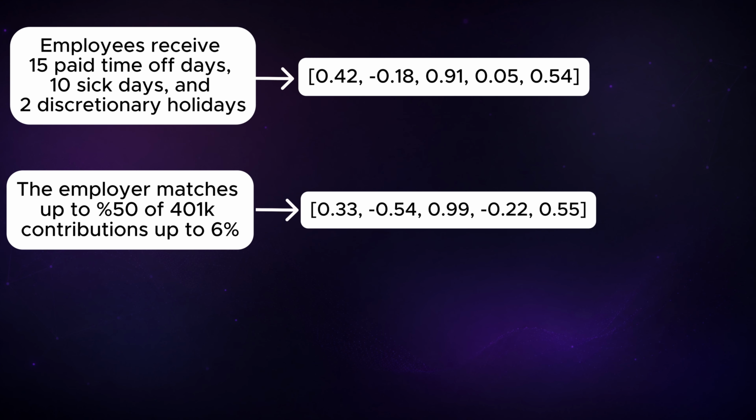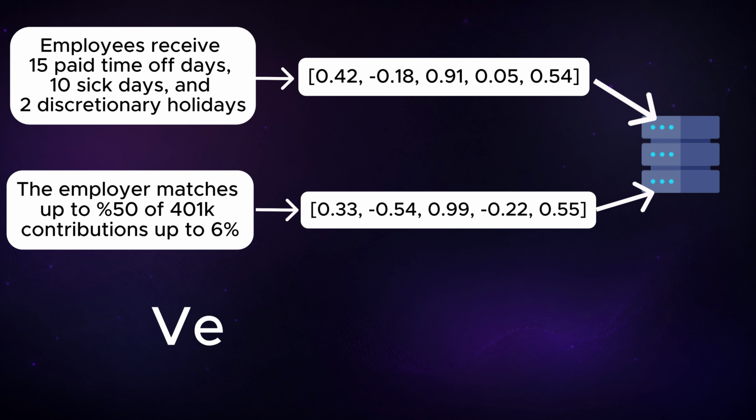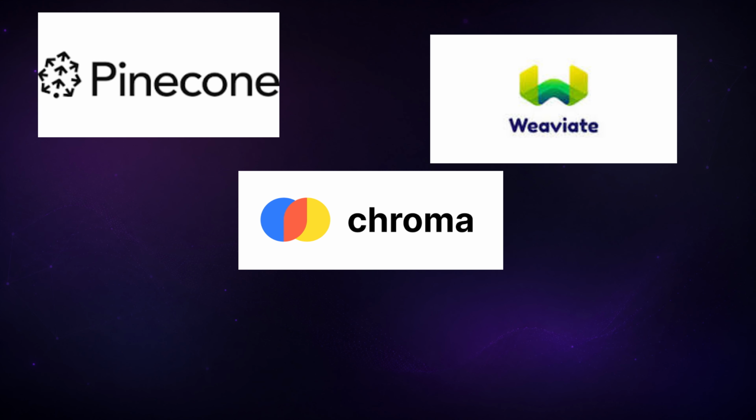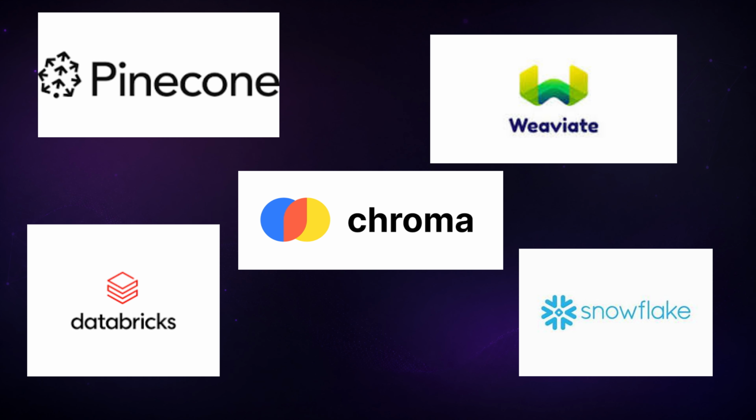And then after it does that, it needs to be stored in a special type of database called a vector database. There's lots of vector databases out there. Some examples are Pinecone or Weaviate or Chroma. Databricks and Snowflake both have their own vector databases called Vector Search and Cortex Search. I will actually be doing a video about using Pinecone to create a RAG system, and I do actually have a video about using Databricks to create a RAG system. So be sure to check those out.